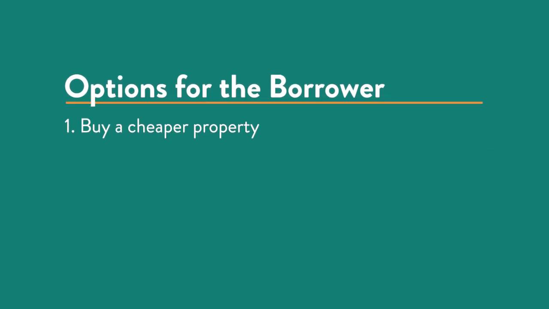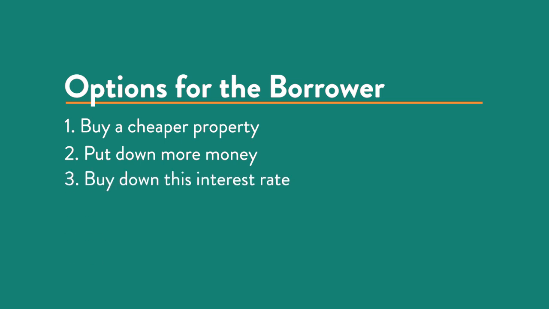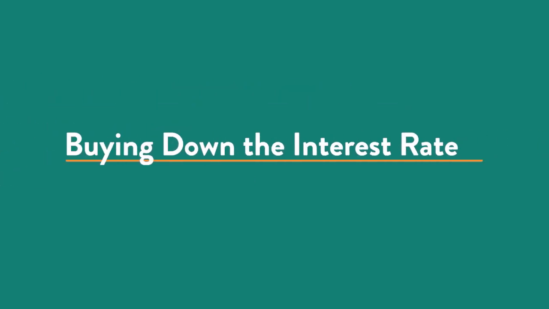Well, what choices does the borrower have here? Well, number one, they could buy a cheaper property. Number two, they could put down more money. Or number three, they could actually buy down the interest rate, which is what we're going to do. Another option would be to pay off some debt as well, but in this case, we're going to buy down the interest rate.